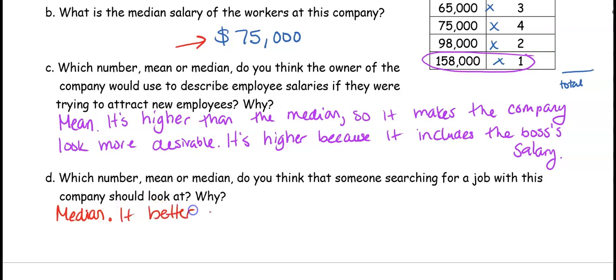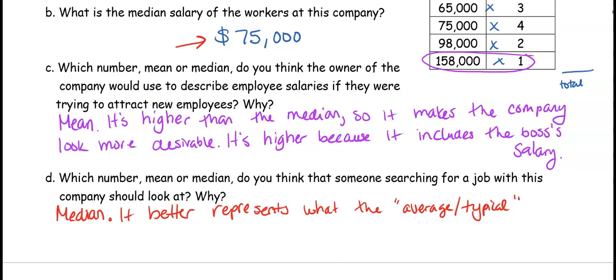it better represents what we say, quote-unquote, average or typical. We use average when we really shouldn't. Average in English terms is different than the average in math terms. So the typical employee is making. So it's not going to be influenced by that high-paying boss price instead.